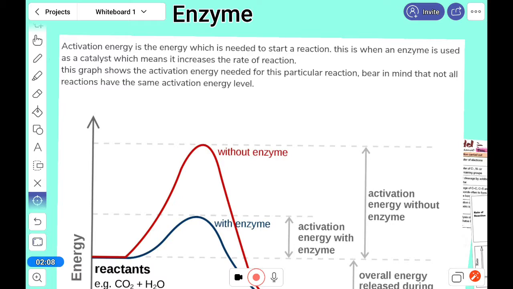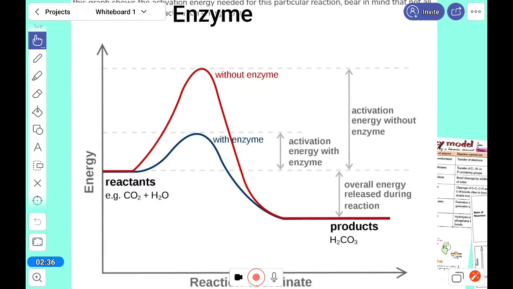Next, the concept of activation energy. What is activation energy? Activation energy is the energy needed to start a reaction. When an enzyme is used as a catalyst, it increases the rate of reaction. Now let's see this graph, then we can understand better.